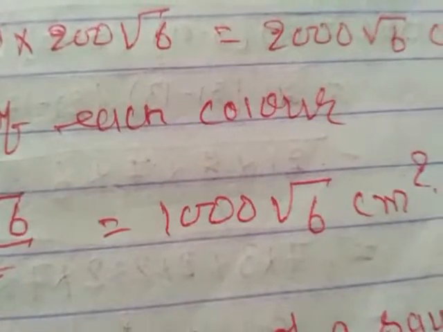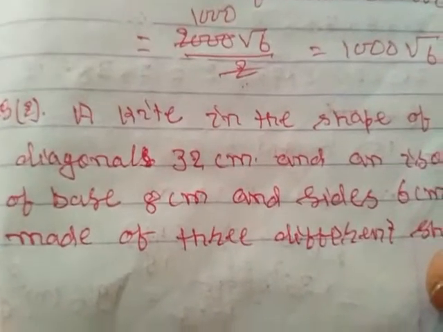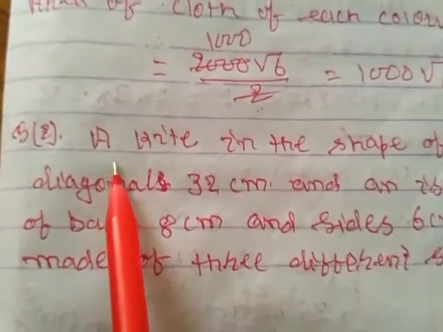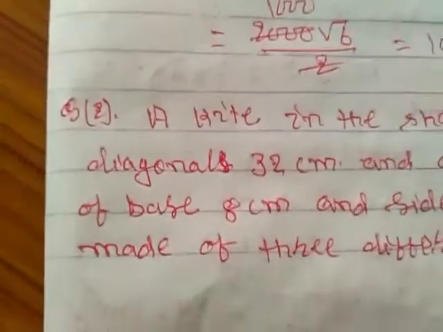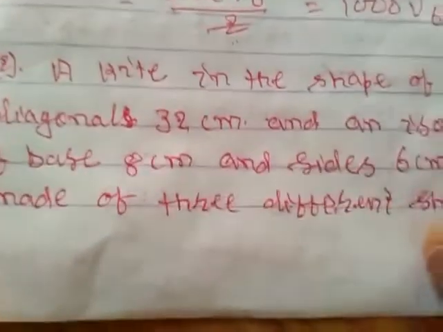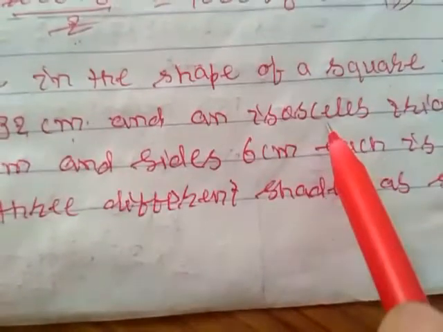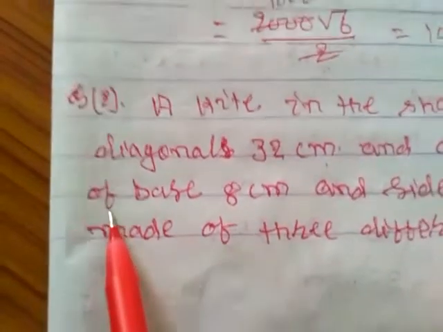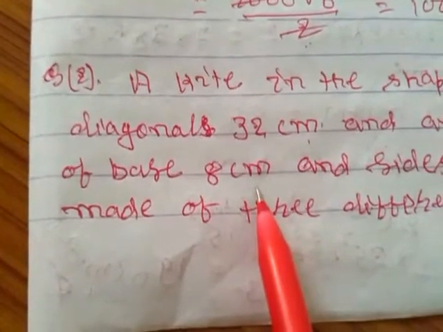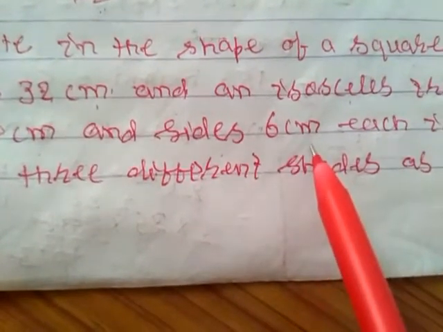Now proceeding to the next question. The next question is: a kite in the shape of a square with diagonal 32 centimeter, means the diagonal of a square is given as 32 centimeter, and an isosceles triangle of base 8 centimeter and sides 6 centimeter.